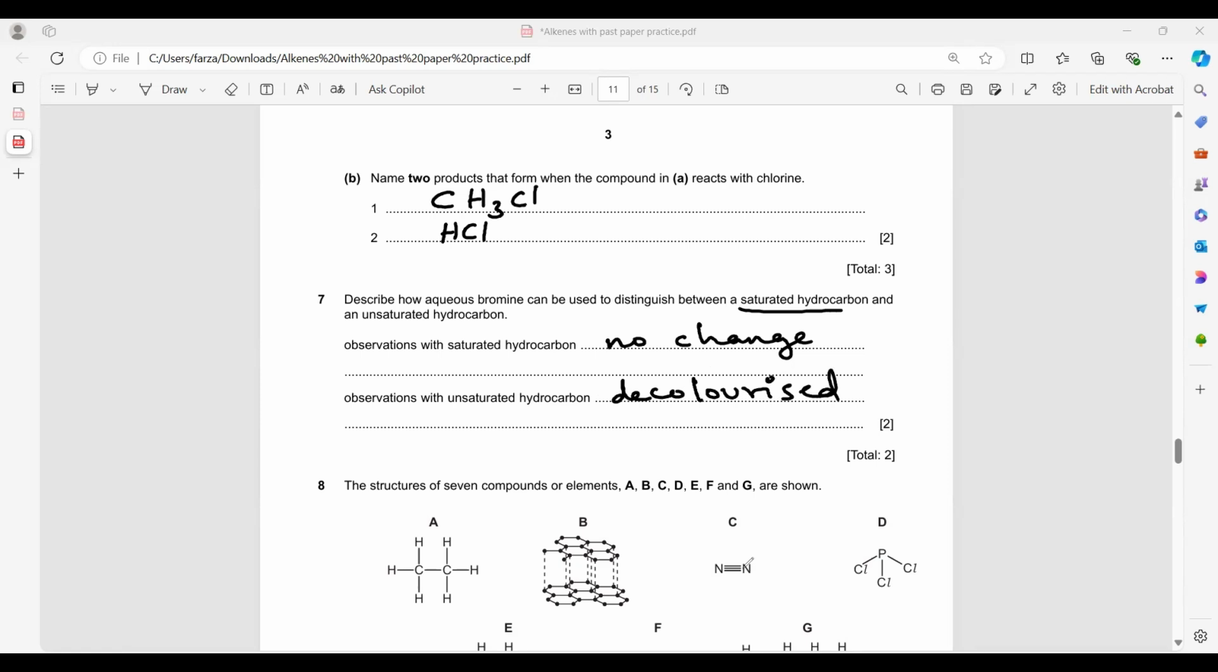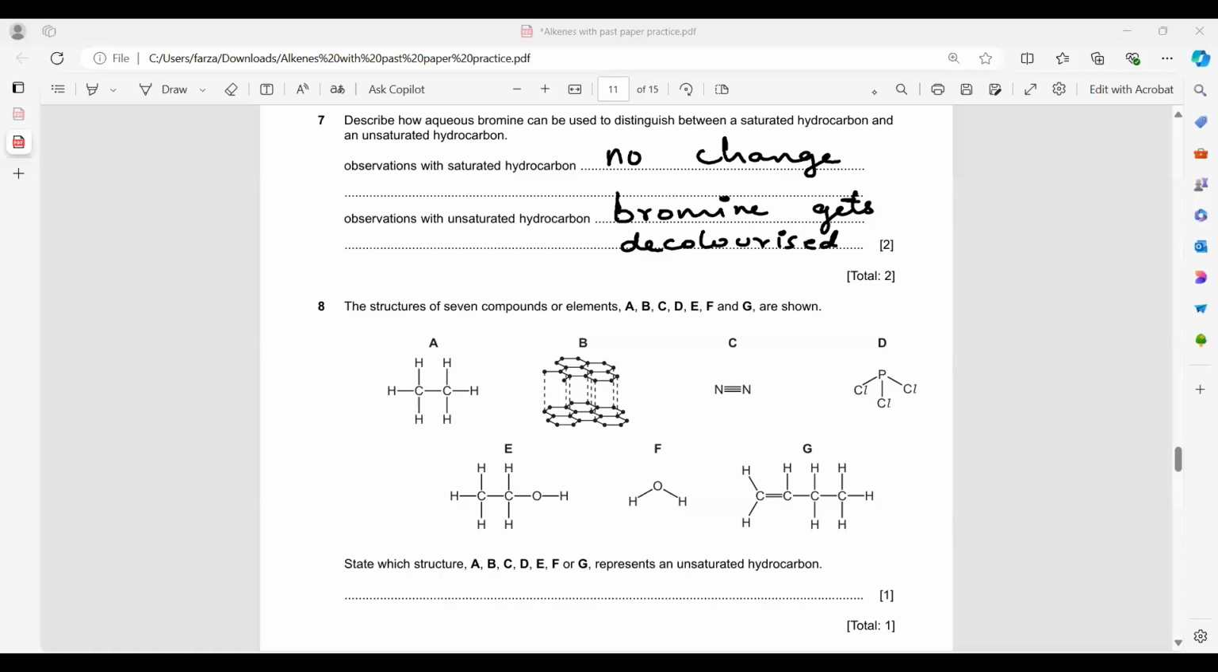Remember, alkenes react with bromine in the addition reaction, where the bromine adds across the carbon-carbon double bond. This reaction will decolorize the bromine solution, turning it from reddish brown to colorless. Or you can also say bromine gets decolorized. I'm sure the next one is going to be super easy for you all.